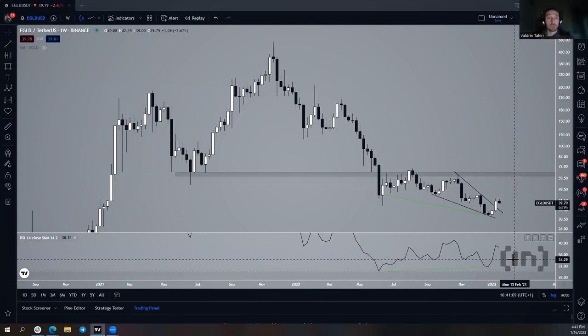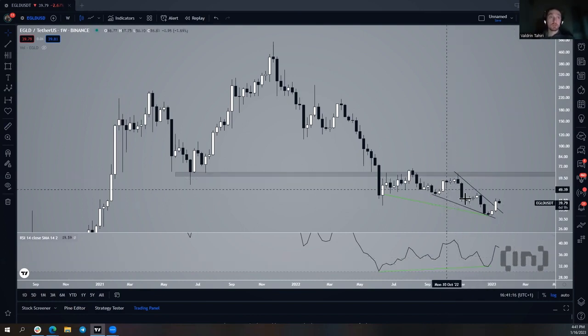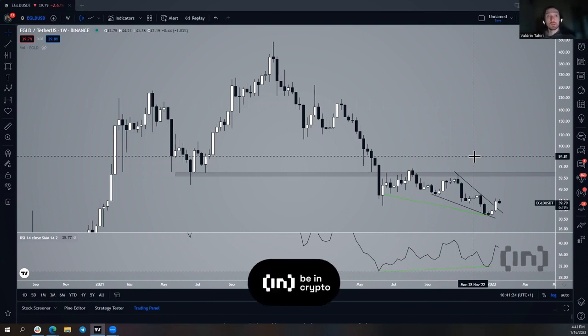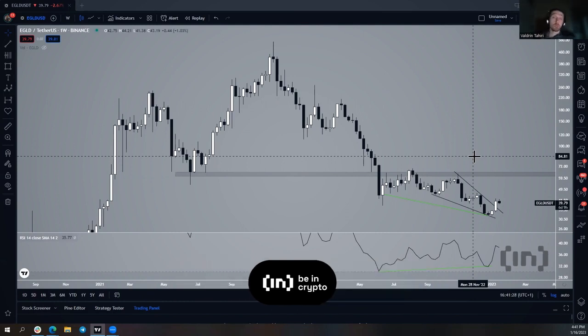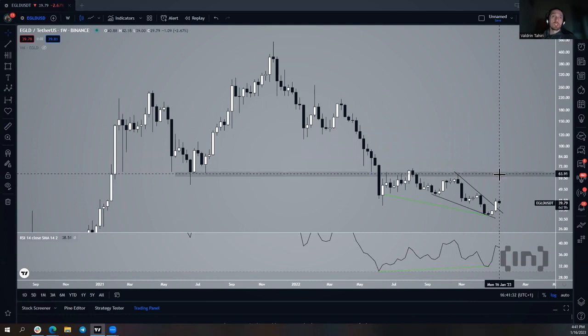Another thing, which we will also look into in more detail in a lower time frame, is the breakout from this descending wedge right here. Breakouts from wedges are considered bullish patterns, and therefore these breakouts often do lead to sustained upward movements. Now, the main thing which I don't like about EGLD is its resistance area here at 63.